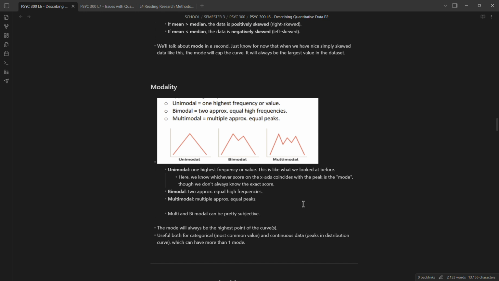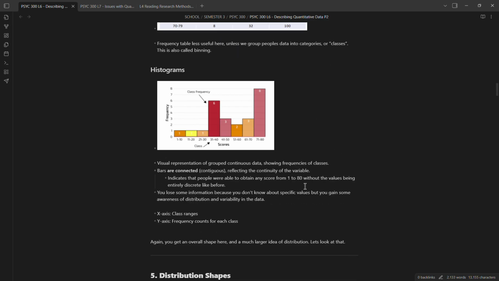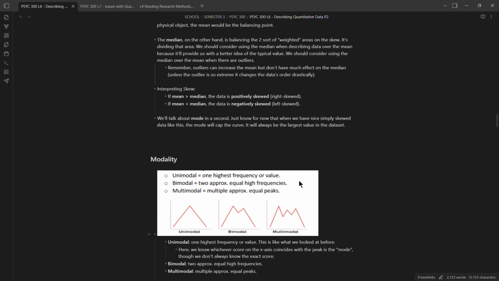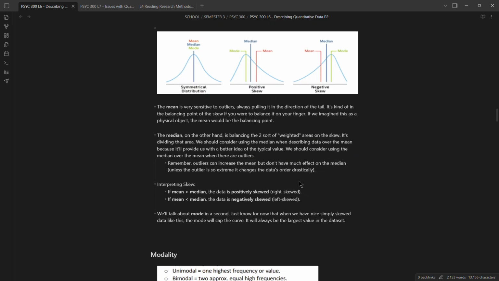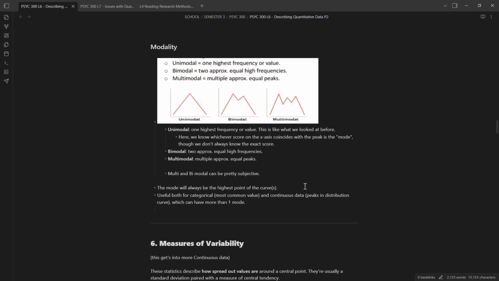Just remember all that. So let's actually specify mode, right? When it comes to interpreting skew, reading these kind of skewed graphs, these histograms here, in distribution shapes. If we have one peak, it's unimodal. If we have two peaks that are approximately equal, it's bimodal. If we have approximately three, it's multimodal. Yeah, so unimodal is one highest frequency or value. Here we know whichever score on the x-axis with the peak is the mode, though we don't always know the exact score.